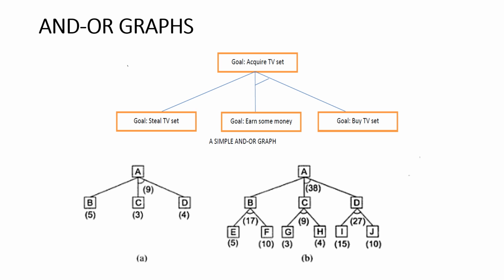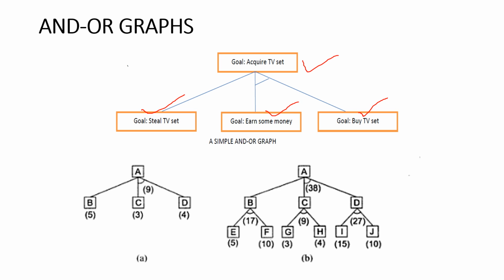Here we will see the example. Our goal is to acquire a TV set. That is our main goal, and we can divide it into subgoals. The first one is steal TV set, the second one is earn some money, and the third one is buy TV set. Here the first goal, steal TV set, means we reach the goal. So that is an OR node.